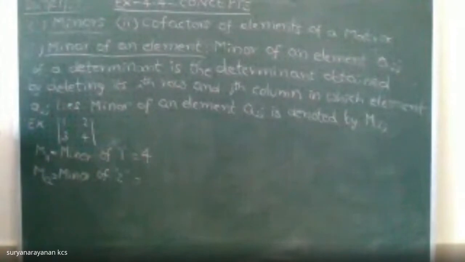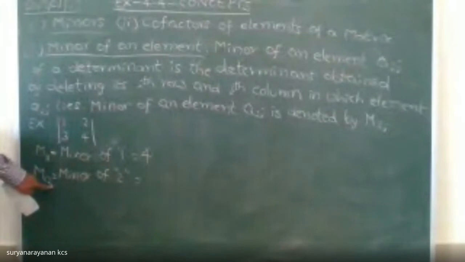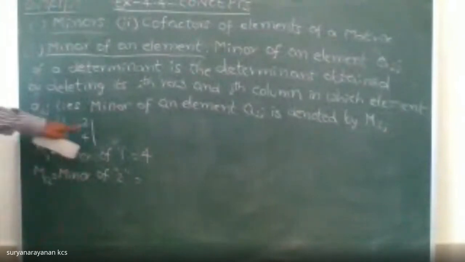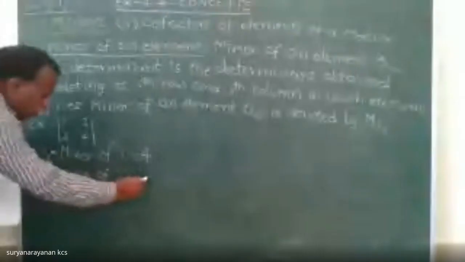M12 denotes minor of an element in the first row, second column. So close the first row and the second column. What will you get? 3, sir. Yes, 3. That's all.